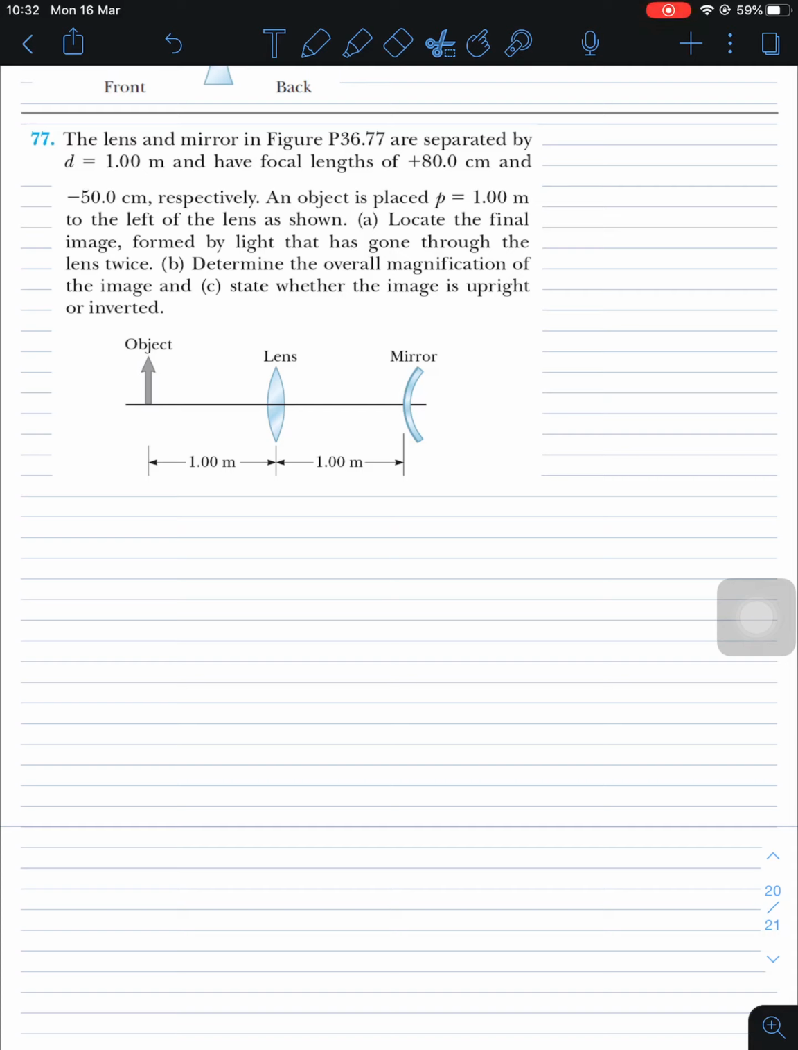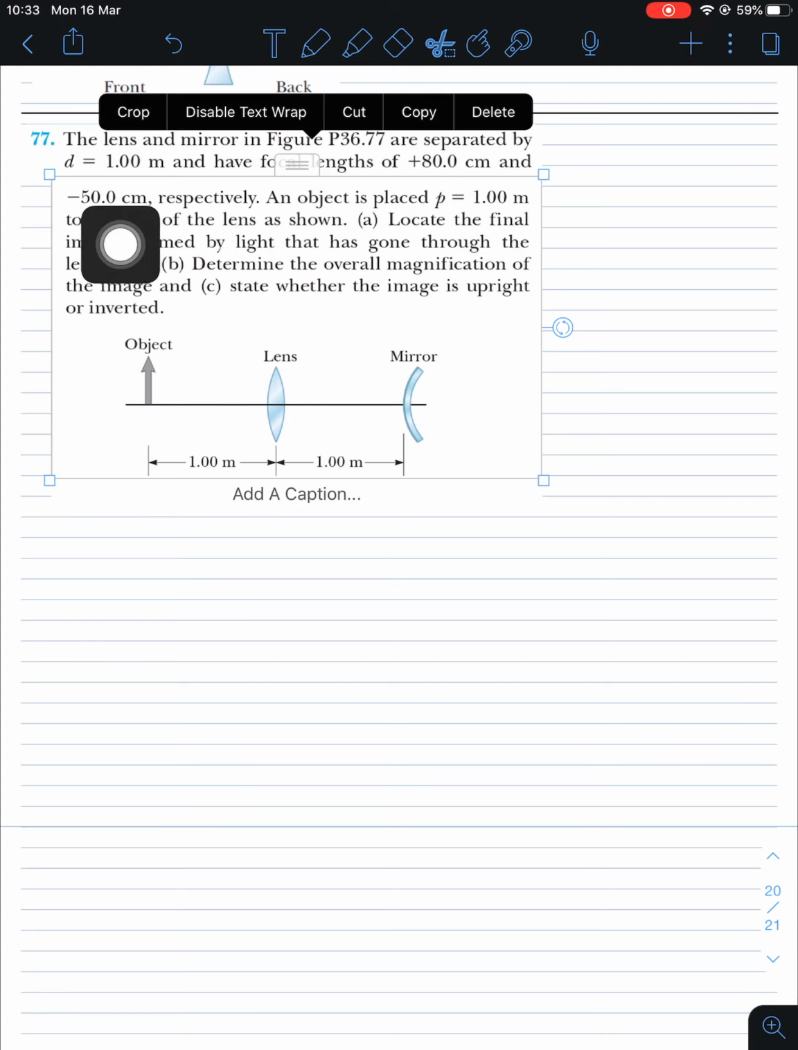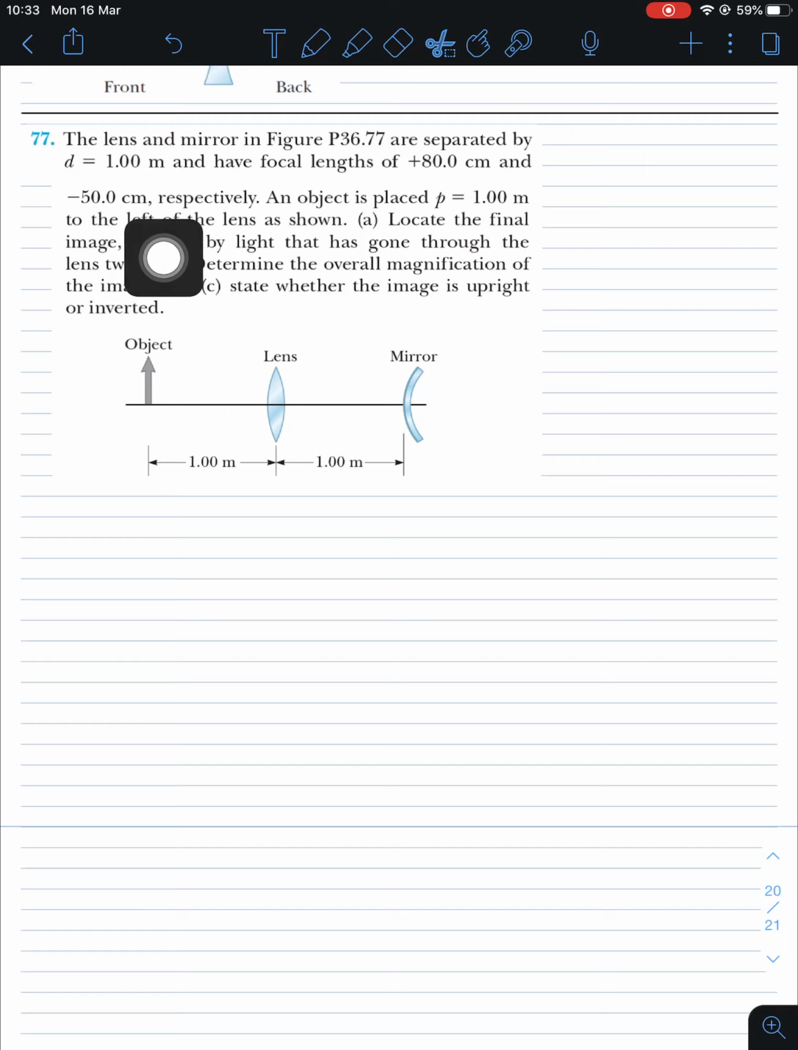In this example, I just want you guys to understand the imaging by a system of optical devices, and to know how we can trace it in the right way. So we have a lens and a mirror, both separated by a distance equal to 1 meter. The focal length of the lens is 80 centimeters, and the focal length of the convex mirror is 50 centimeters.